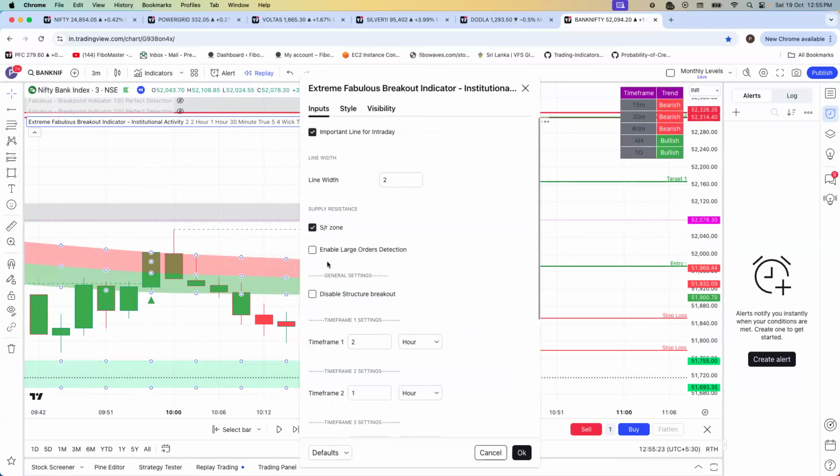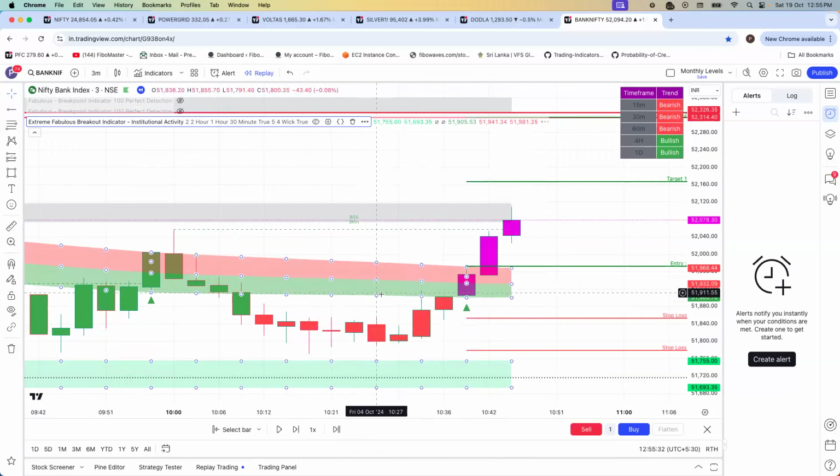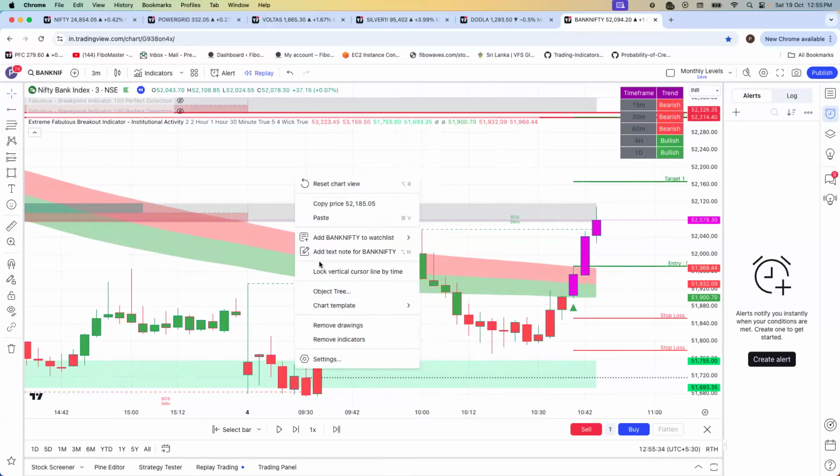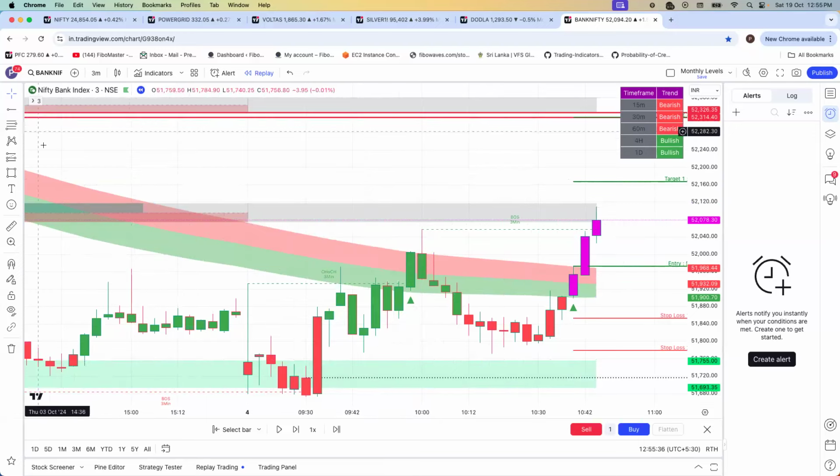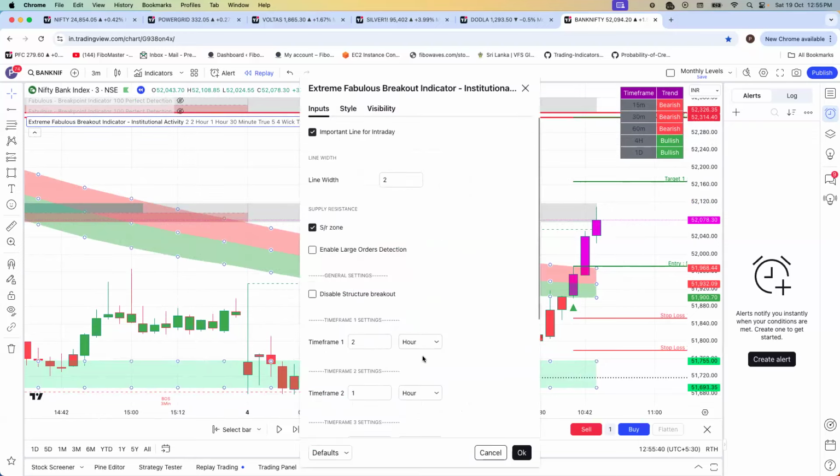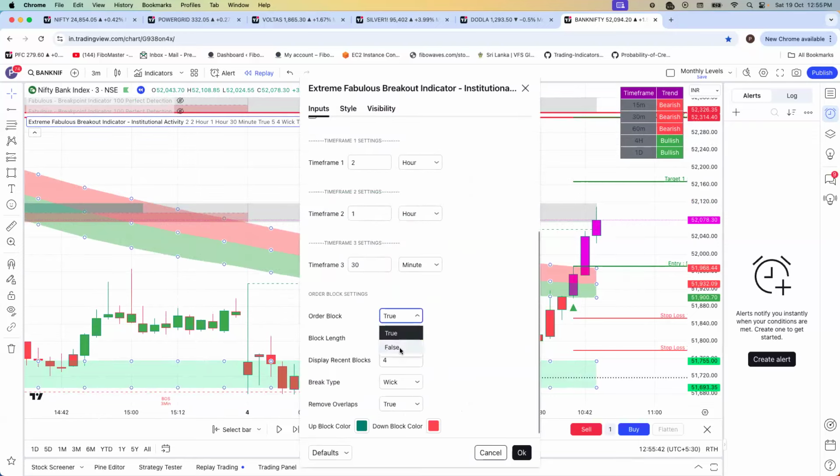If you don't need the structure, the final one we have is the structural breakout. So I'll remove the other things. I want only the structural breakout here alone. I'll set the order blocks to false.